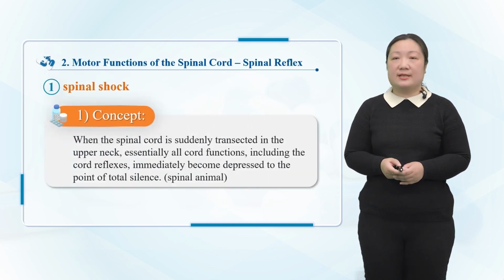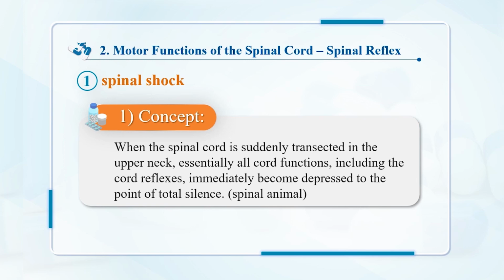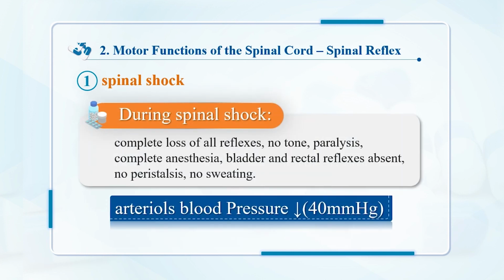Animals whose spinal cord is cut below the level of the fifth cervical spine, separating the spinal cord from the upper centers, are called spinal animals. When the spinal cord is suddenly transected in the upper neck, essentially all cord functions, including the cord reflexes, immediately become depressed to the point of total silence. That is the spinal animal.